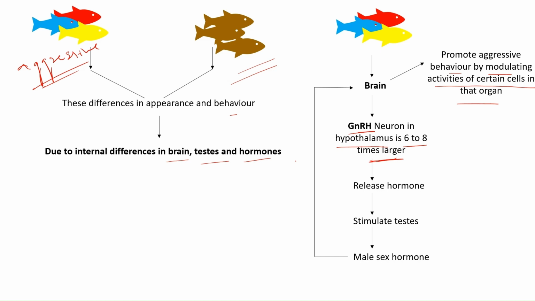cells in that organ. So inside the brain, GnRH is present. From GnRH, one particular hormone is released. This hormone will stimulate the testes. Testes will release the male sex hormone. This hormone will again come to the brain to stimulate particular cells so that they can promote the aggressive behavior.